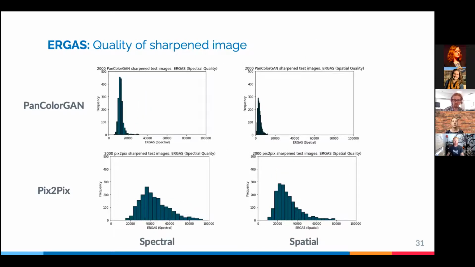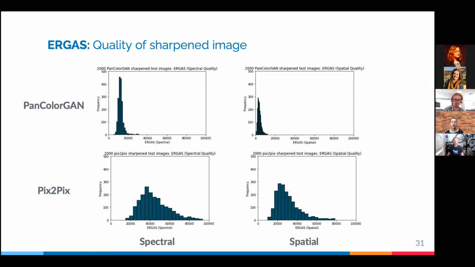And the other image quality metric that I chose to focus on today was ERGAS, which shows the quality of a sharpened image. Similar results to RMSE were found for ERGAS, which measures the spatial or spectral quality against the ground truth RGB or LST imagery respectively. Again, for both pan-color GAN and pix-to-pix, spatial quality was higher than spectral quality.